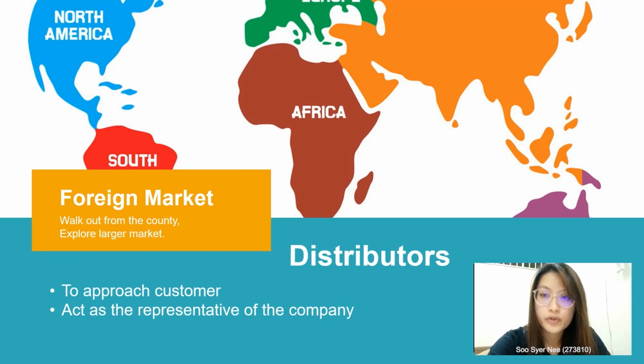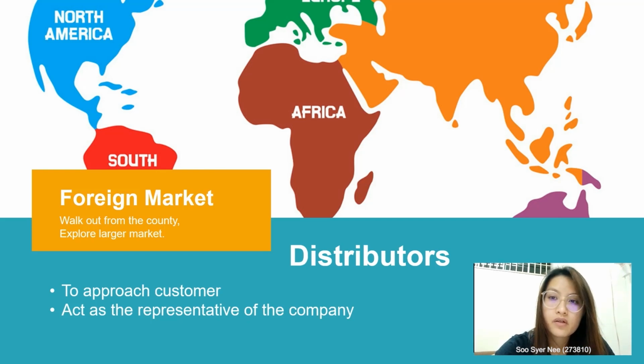For the foreign market, they choose distributors to distribute their products to a larger market globally. Through distributors, the company can easily approach clients that they could not easily reach. Moreover, the distributor can act as the representative of the coffee company as well. For example, a distributor from another country can be a franchise for the company to bring their products to that country.